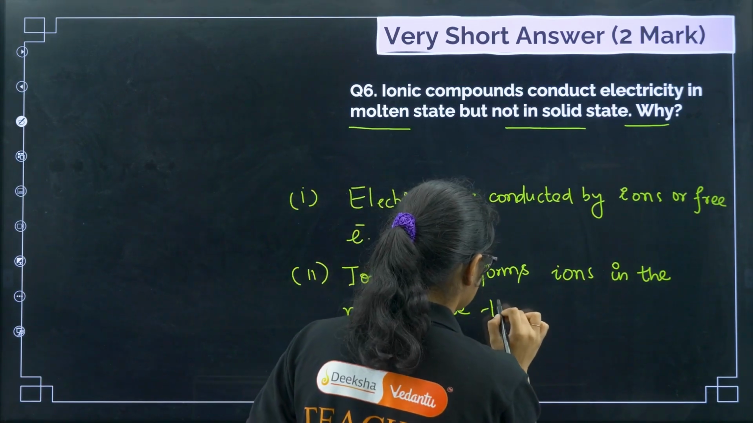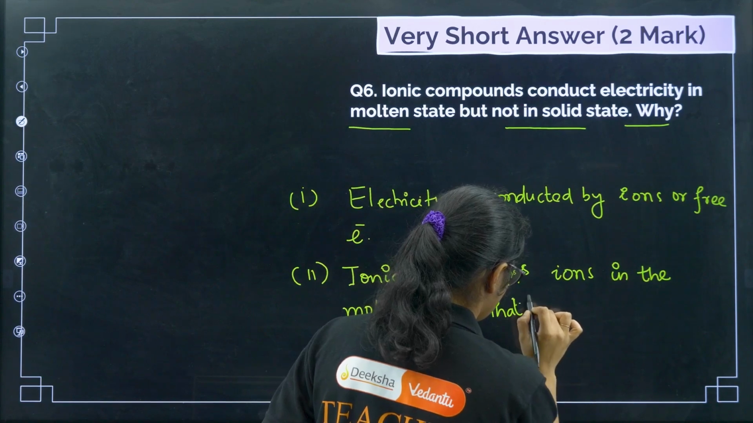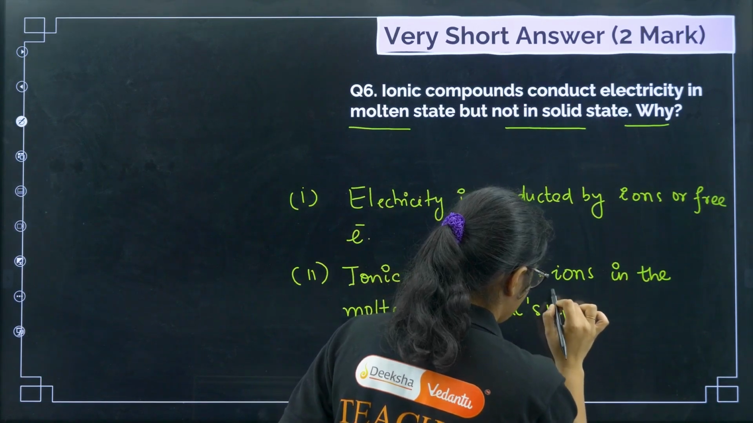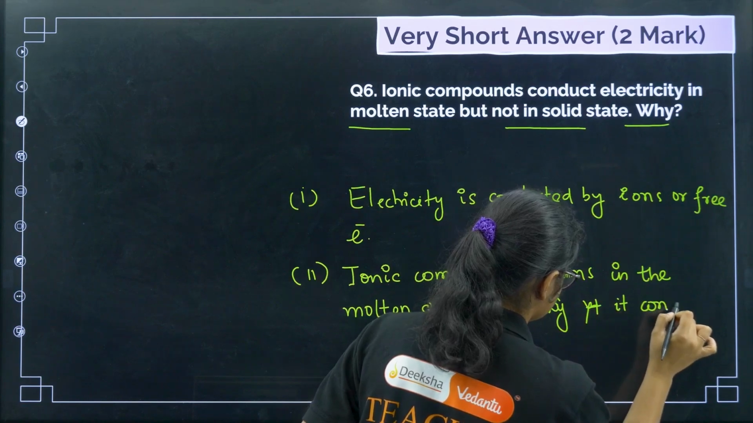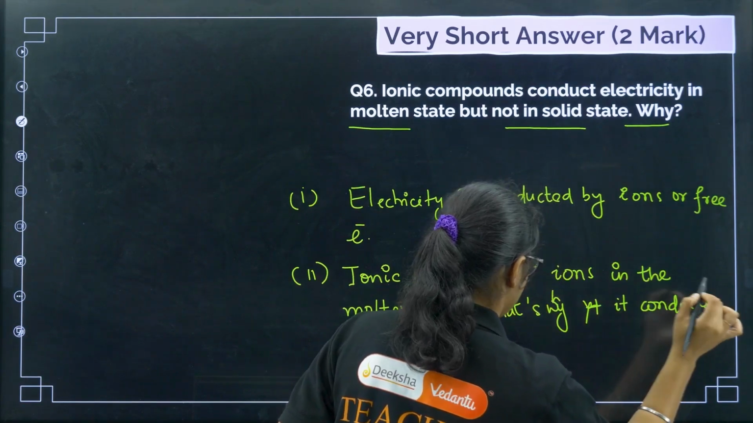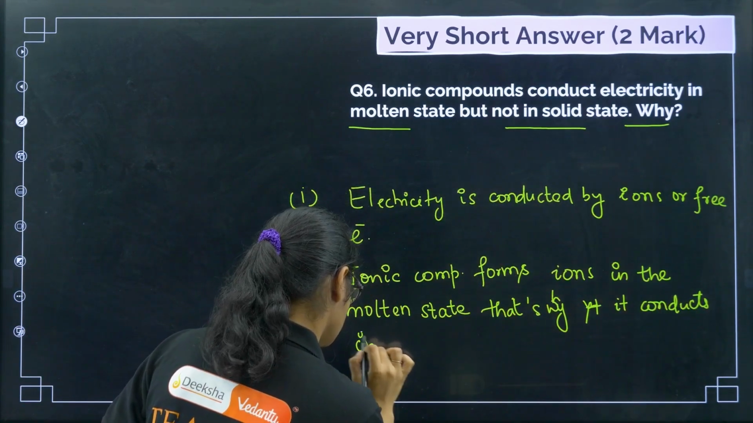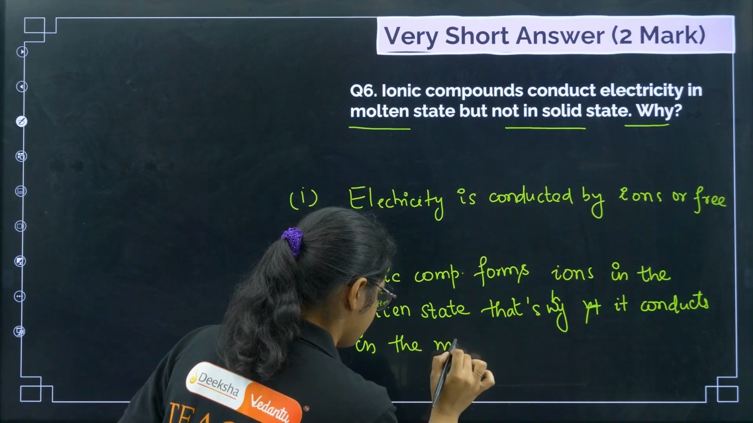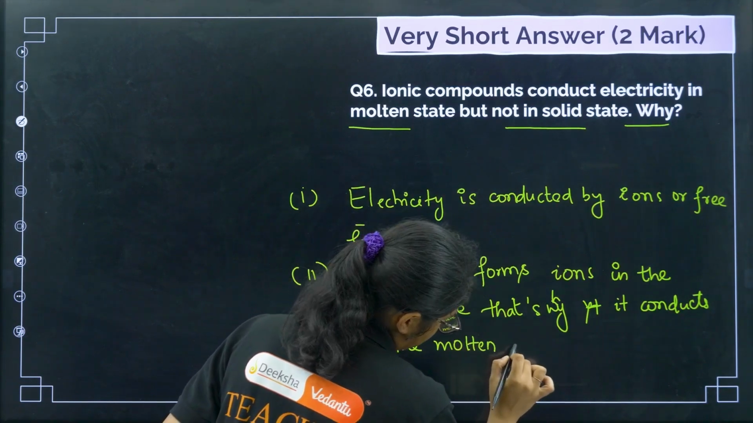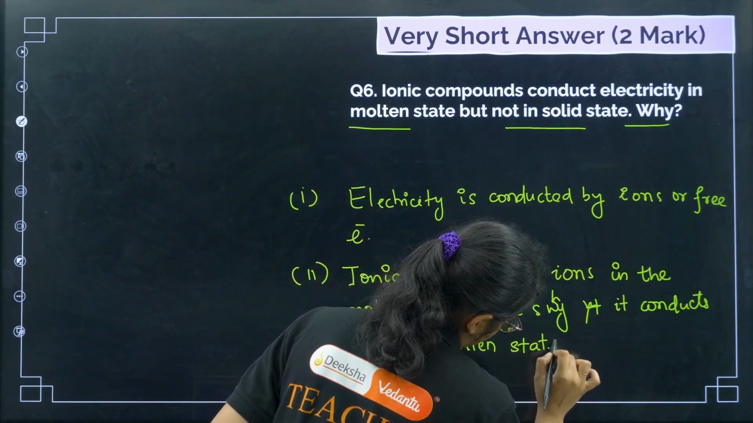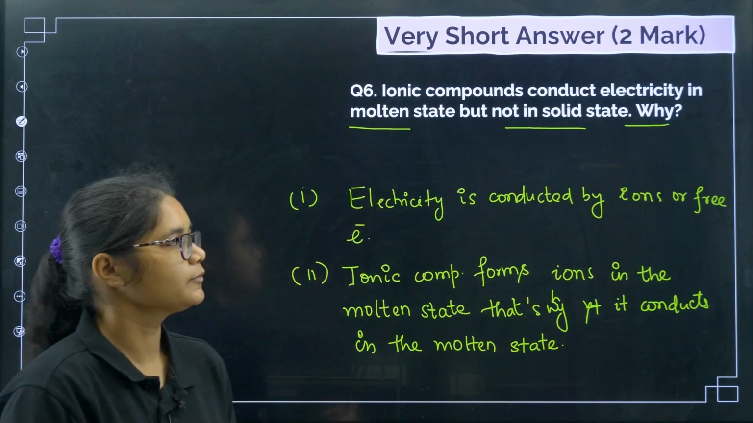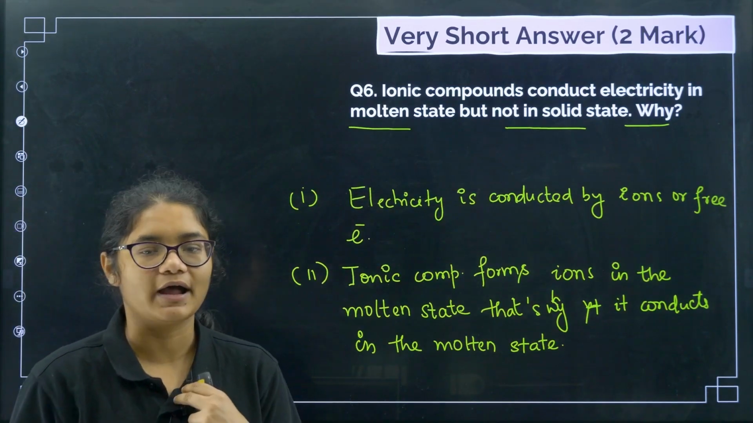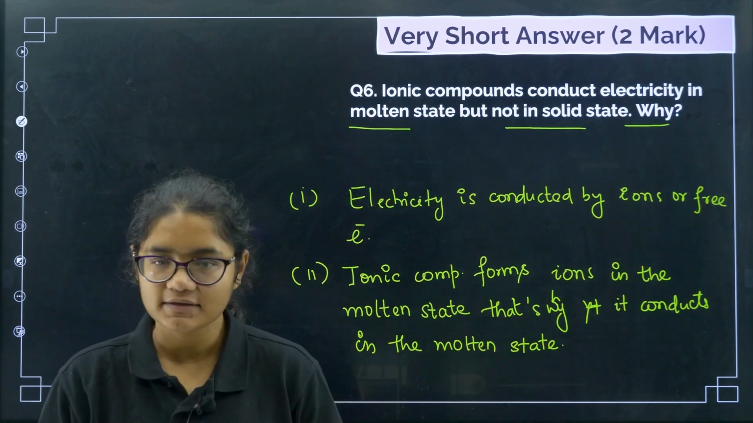That is why it conducts electricity in the molten state. Okay, done. That much you have to write. Because in the solid state there are no ions formed, so it cannot conduct in the solid state.